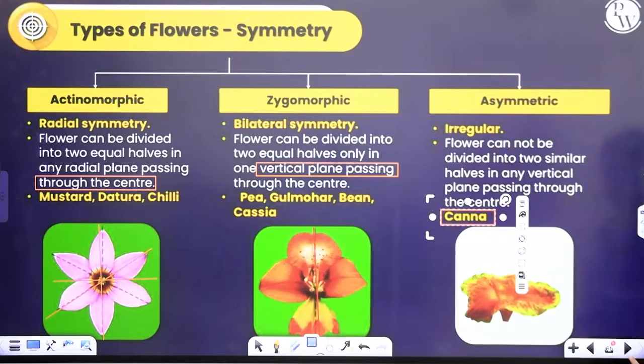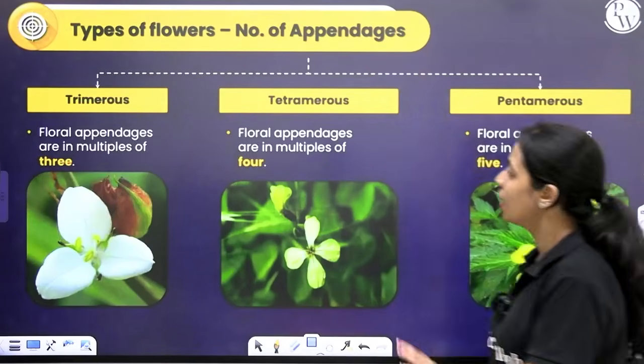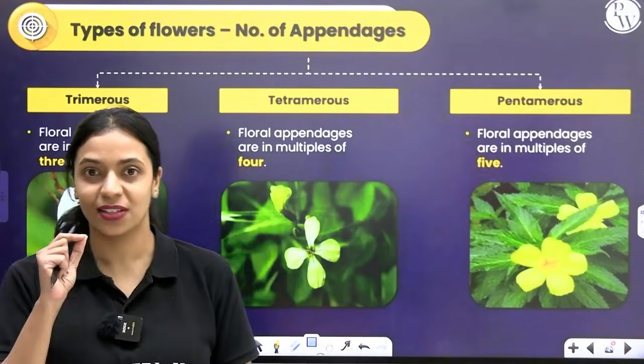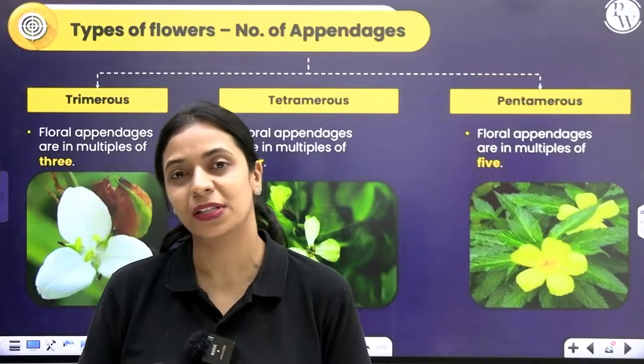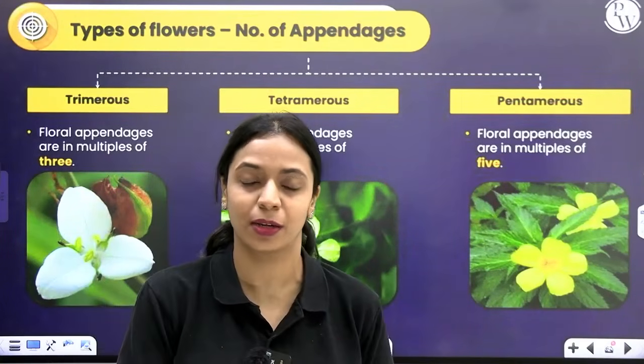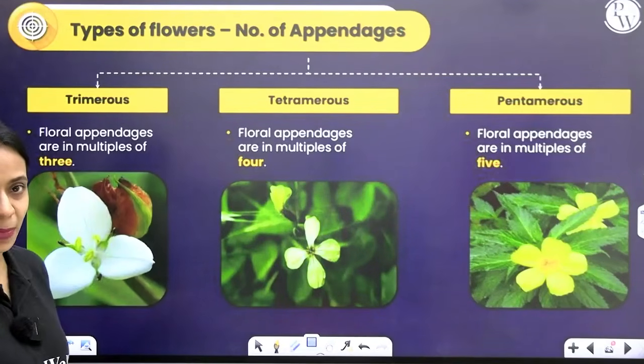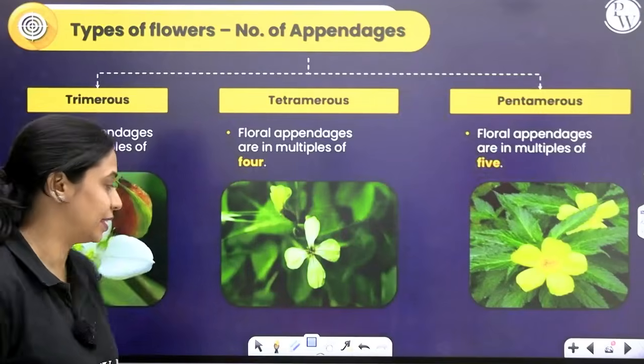The next is based on the number of appendages in the flower. A flower can have sepals, petals, stamens and carpels in multiples of 4, 3 or 5, depending upon how many are present. You can classify them into trimerous, tetramerous and pentamerous.